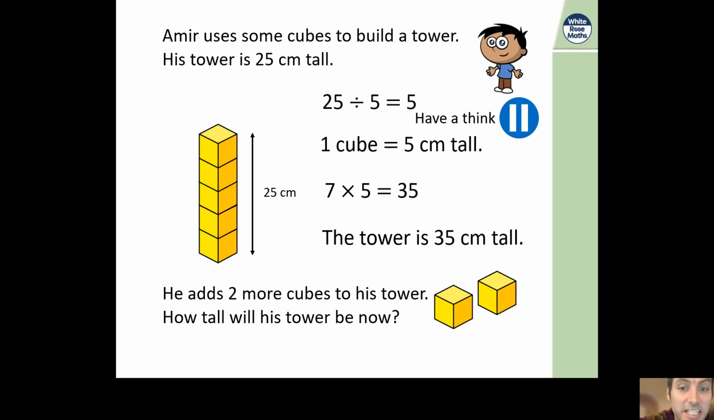So we can see that 25 divided by 5 is 5, so each cube is 5 centimeters. And then we can add the 2 extra, so 5 more, and then 10 more, and now we've made it 7 cubes in total. So 7 times 5 is 35, so now the tower is 35 centimeters tall.